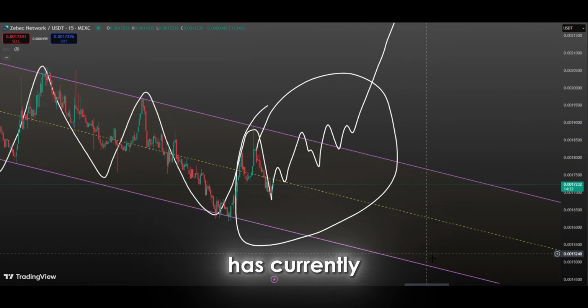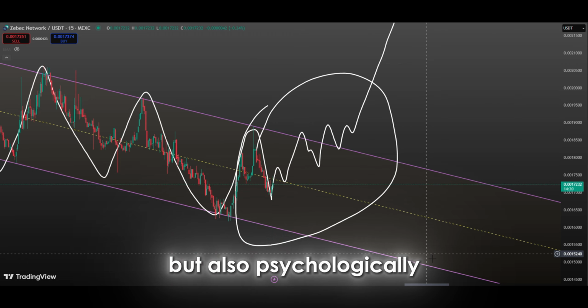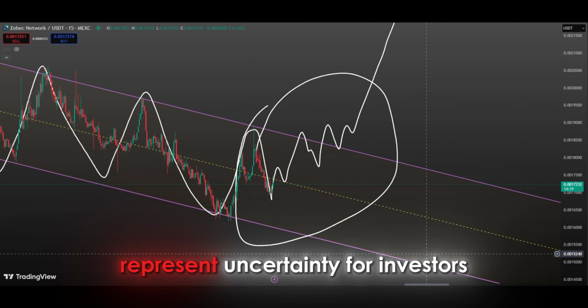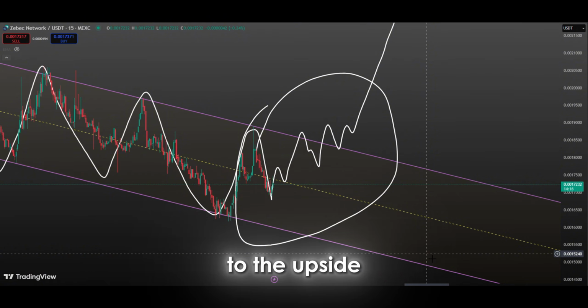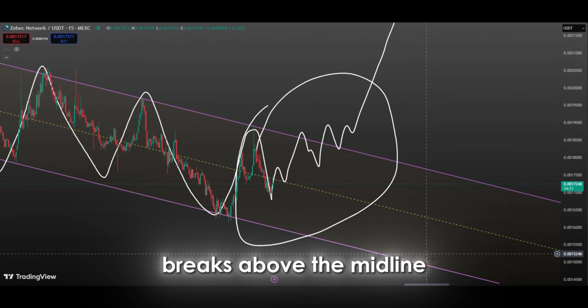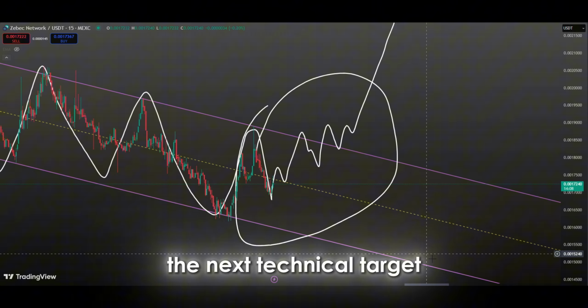Moreover, the price has currently reached a level that is significant not only technically, but also psychologically. Zones like the midline represent uncertainty for investors. But once these areas are broken to the upside, optimism in the market grows, and sidelined buyers often step in. This can lead to stronger moves toward the upper band. If the price breaks above the midline and successfully retests it as support, the area up to the upper band becomes the next technical target.